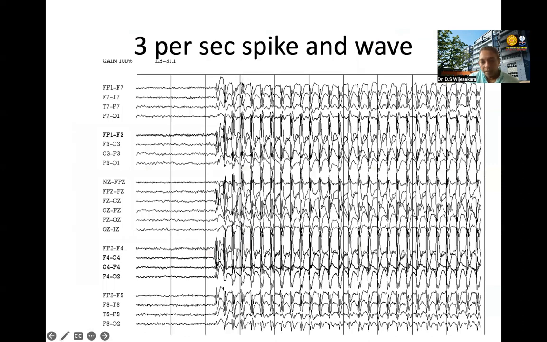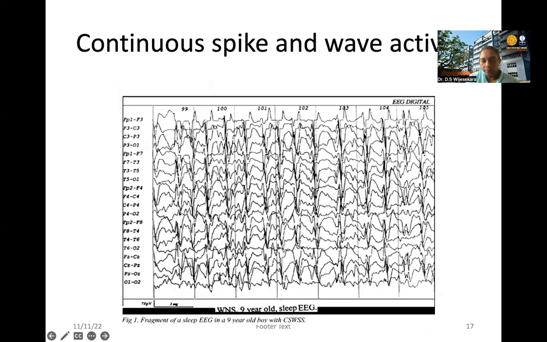Then the absence epilepsy, childhood or juvenile absence epilepsy, where you will see a short burst of generalized discharges, and within 1 second you have 3 to 4 spikes. Generally, it's a 3 per second spike and wave activity. So it's very brief. Before the onset of the seizure, you can see the EEG is normal.